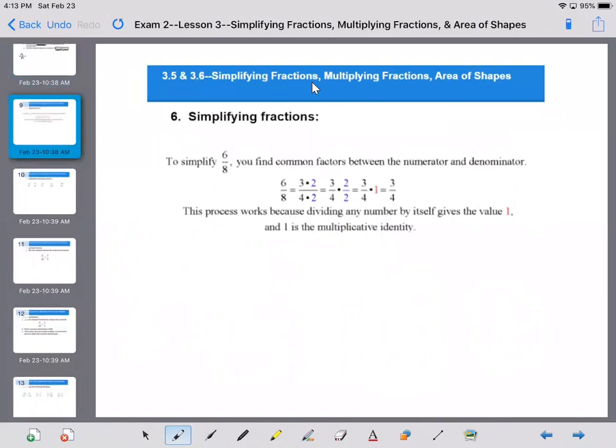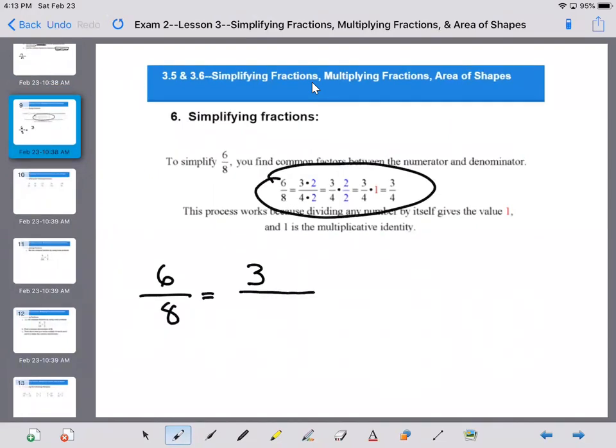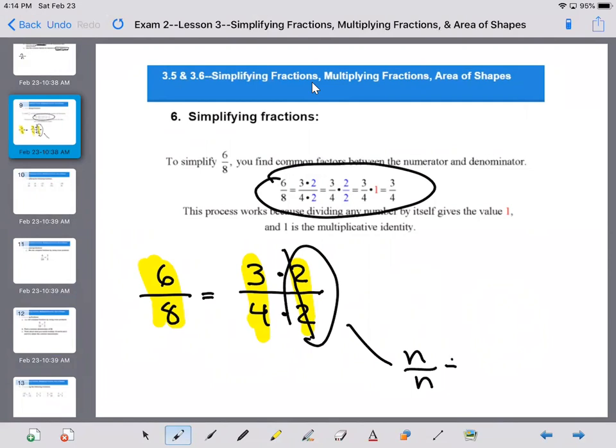So if you take 6/8, you notice in the explanation here, it's saying, well, what's 3? This would be 3 times 2 and 4 times 2. So if you divide out those common factors, what are you left with? Well, you're left with 3/4, which is the same as 6/8. And remember that 2 divided by 2 is your n divided by n, which is 1.